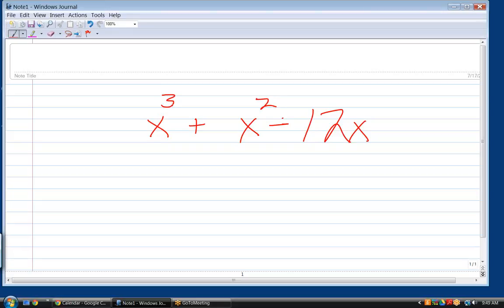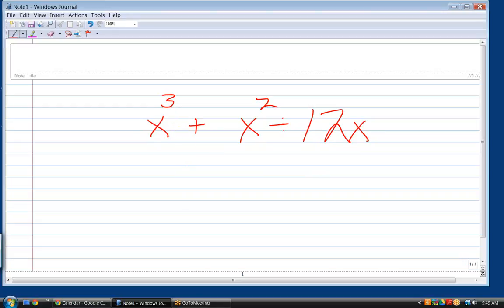How would I do this beast? Is there a greatest common factor? No. X. Notice that every term can be divided by x. I can divide that by x, I can divide that by x, I can divide that by x, and I'm left with a whole number, or some number of x's. Okay, so I want to take the x's out.